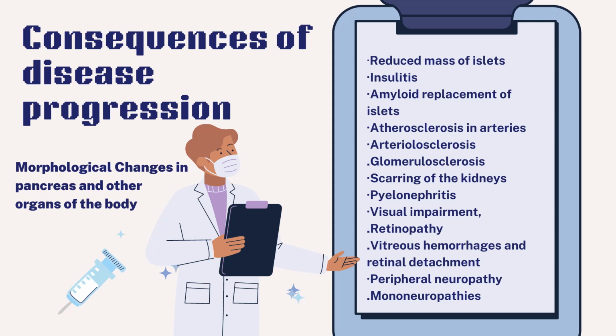Diffuse or nodular mesangial glomerulosclerosis occurs associated with basement membrane thickening. Scarring of the kidneys may follow with renal failure. Pyelonephritis is common in diabetics. Visual impairment, total blindness, cataract formation, and glaucoma may occur.